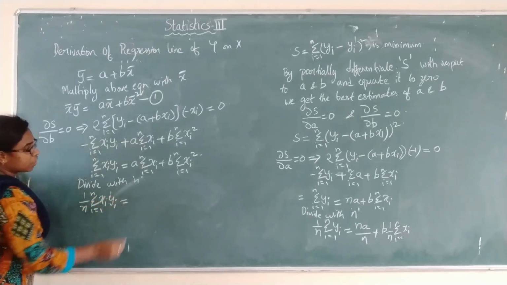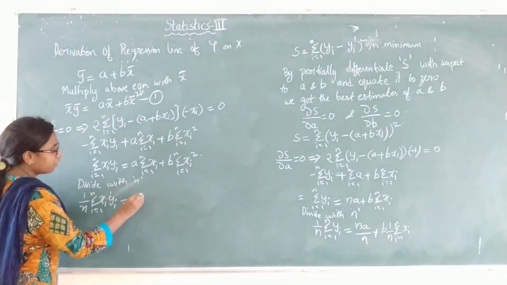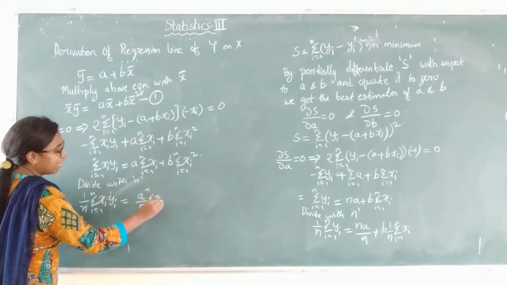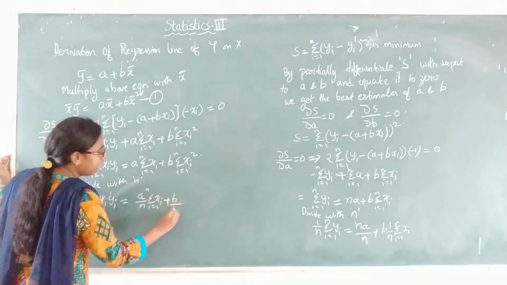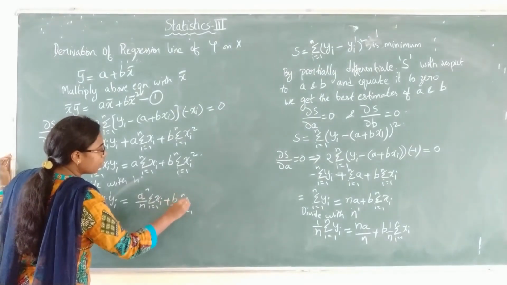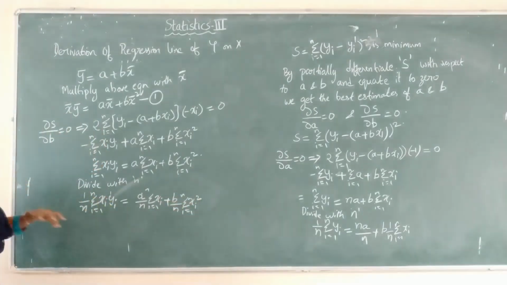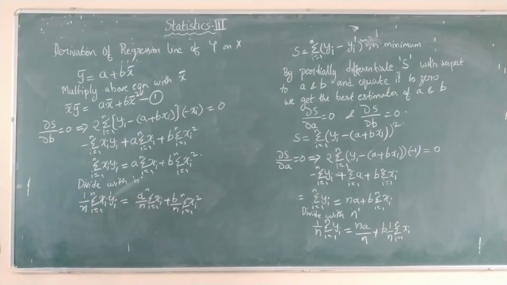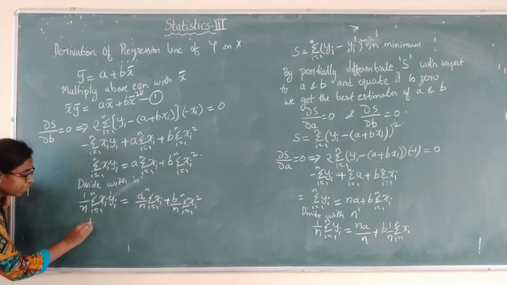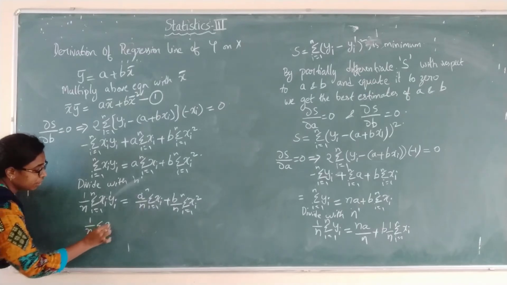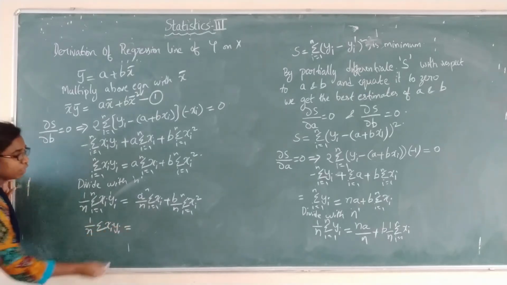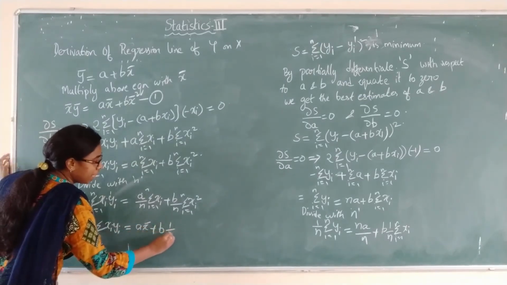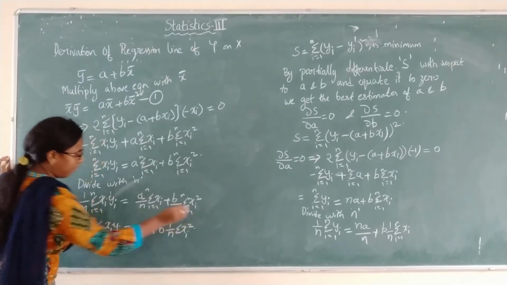yi equals, you will get a by n summation i equals 1 to n xi plus b by n summation i equals 1 to n xi square. So if you observe, this is 1 by n summation xi, which is x bar, right? So write that one: 1 by n summation xi yi as it is equals a into x bar plus b into 1 by n summation xi square.